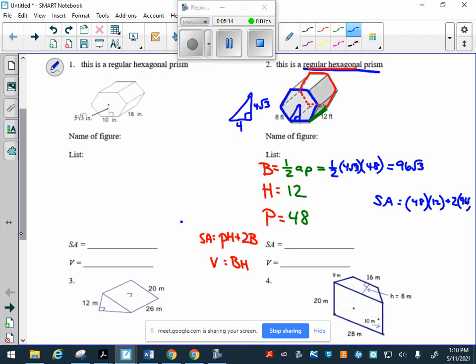So 48 times 12, 576. And this is 192 root 3. These two things cannot be added together. You can't do 576 plus 192. Because that root 3 works kind of like a variable, right? So this would be like doing 5 plus 2x. You have to leave it as 5 plus 2x.